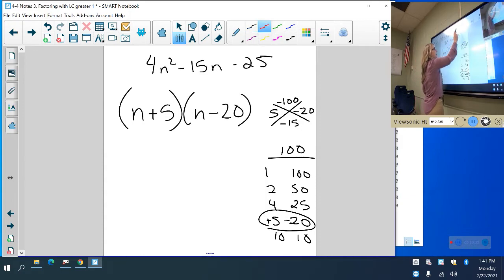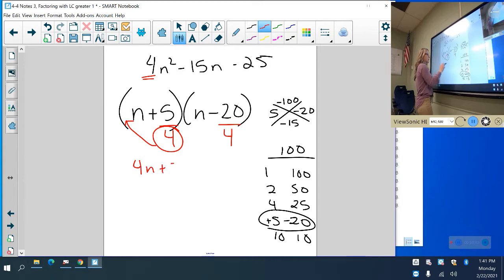Now I'm going to do my red steps. I'm going to divide by 4, simplify if possible. 5/4 does not simplify, so I'm going to take that 4 and put it out in front, so I have 4n plus 5. 20 over 4 does simplify to 5. So I have n minus 5. And there's your answer.